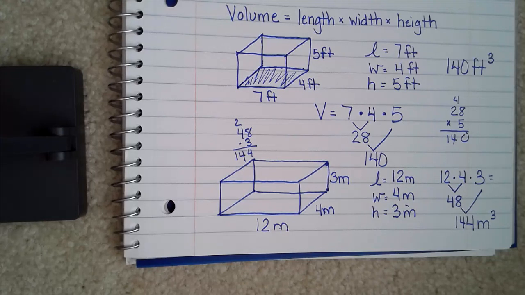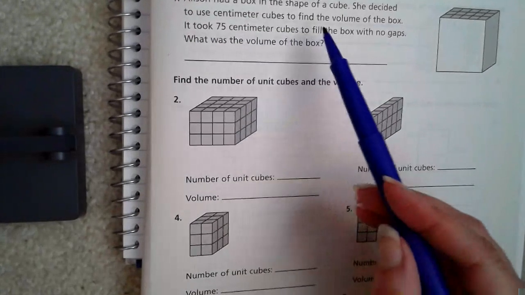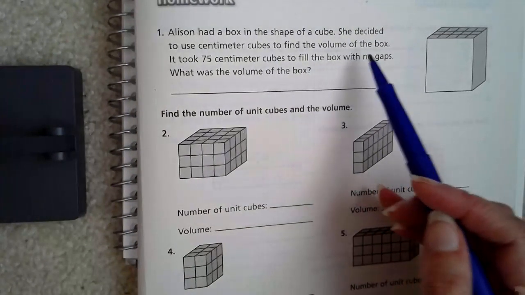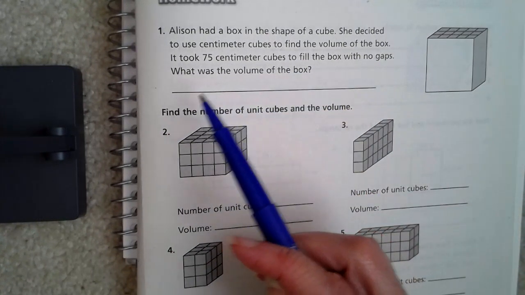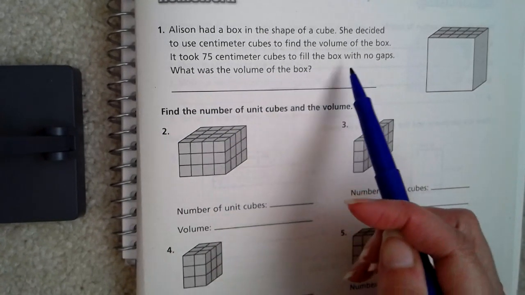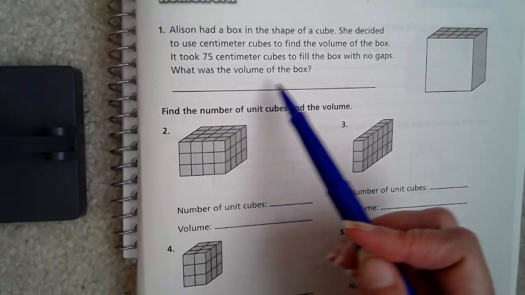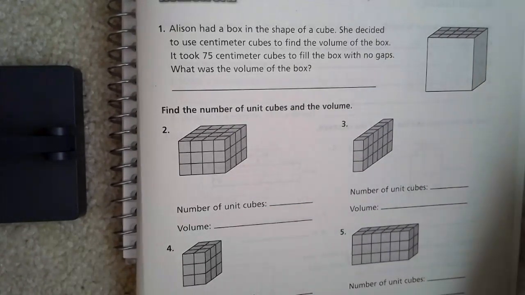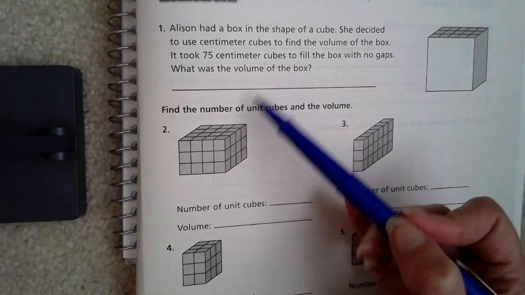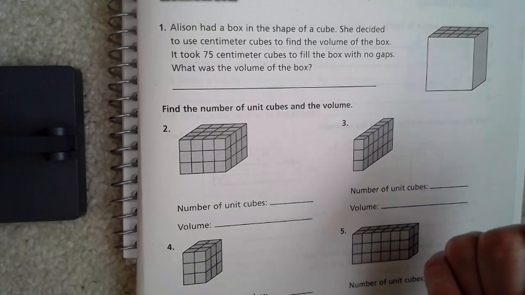The other thing that you're going to see on your homework tonight is it's going to ask you some questions like this. Allison had a box in the shape of a cube. She decided to use centimeter cubes to find the volume of the box. It took 75 centimeter cubes to fill the box with no gaps. So that means it's all filled in. What was the volume of the box? The amount of cubes it takes to fill in the box is the volume. So the volume is 75 centimeters cubed with the little 3.